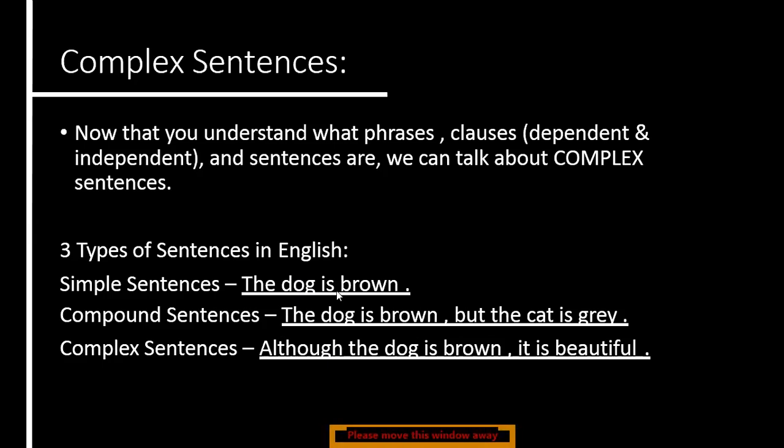Simple sentence: the dog is brown. Compound: the dog is brown, but the cat is gray. Complex: although the dog is brown, it is beautiful. Usually a complex sentence is more critical, Mr. Waleed, because it deals with contradiction, like although. It deals with a result and the reason and the result, and so on.